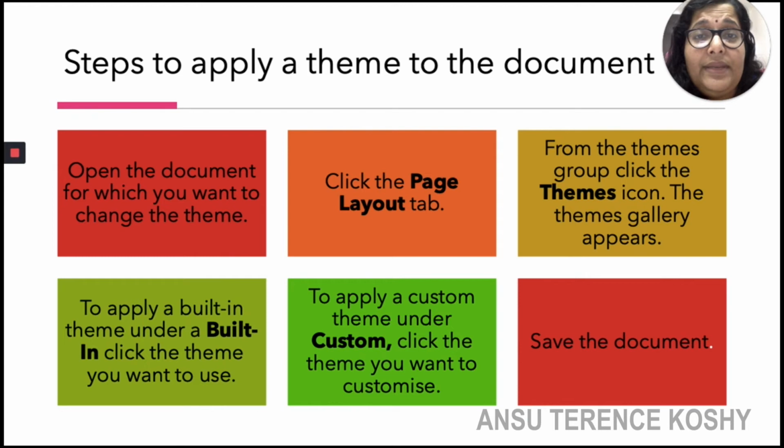So the steps are very easy. You have to first take the page that you want to edit. The second step is you need to click on the page layout tab. From that you have to click on the themes group. From the themes group, either you go for the built-in options of the themes or you can go for the custom option and then save the document.